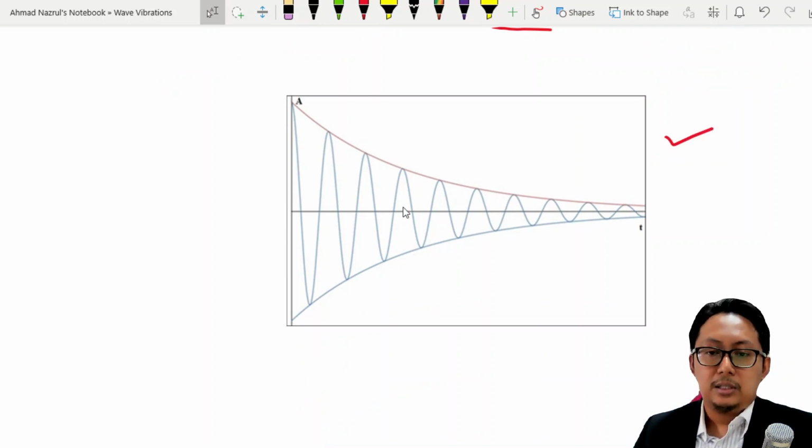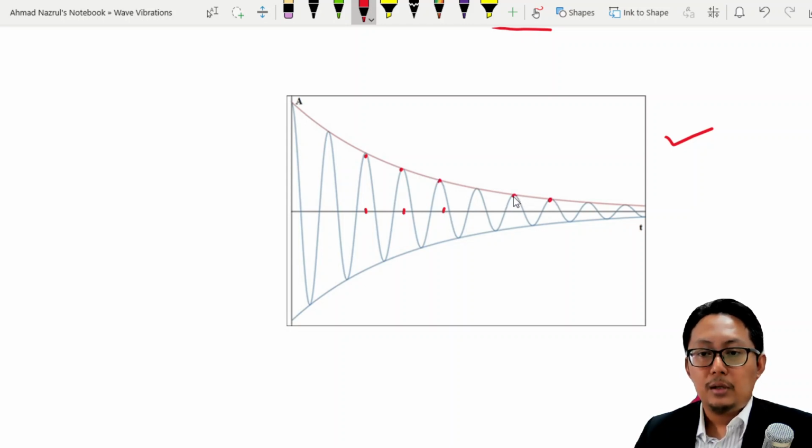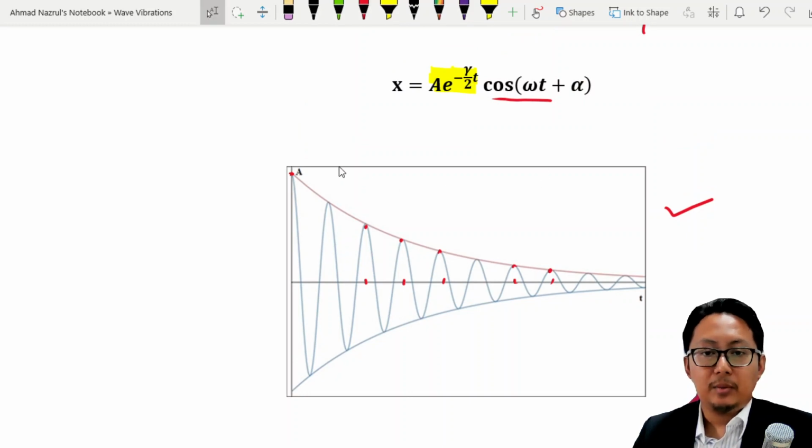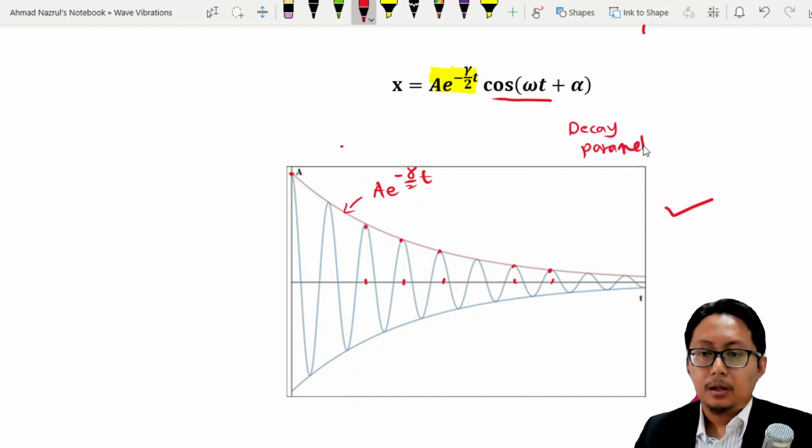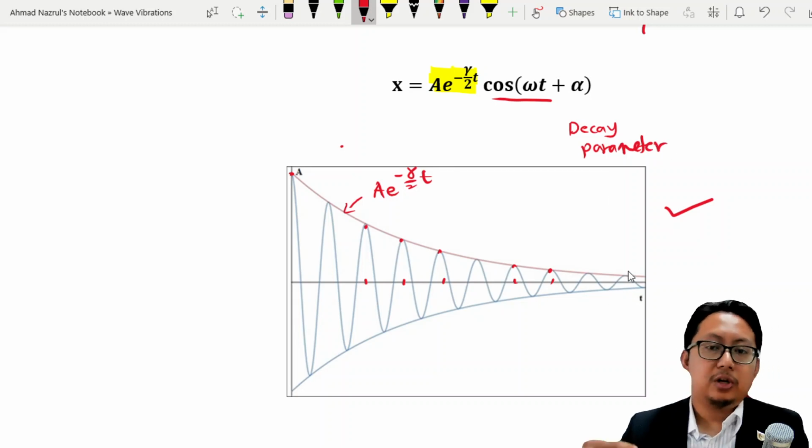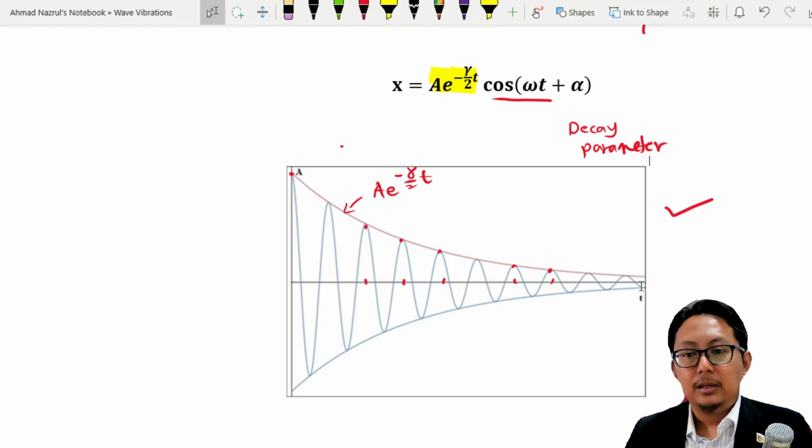This is cos omega T inside. The omega T means that the period is the same for one cycle, even though the amplitude is reduced. And the amplitude here will be the maximum when the exponential is 1, so the value will be the maximum of A. We call this the decay parameter. It will decay until it stops. So the oscillation will continue until it stops.